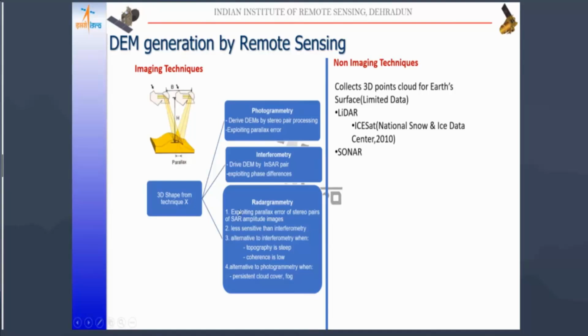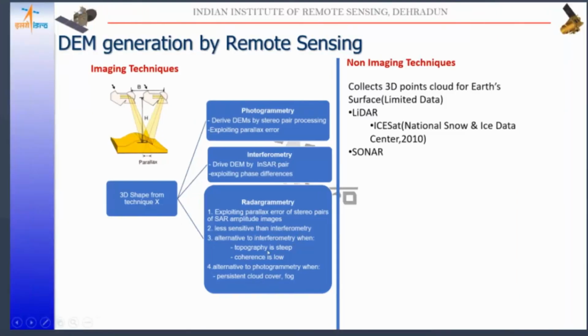Means from the amplitude images, we will find out the parallax. Parallax is basically the image matching algorithm we are using. By the formulation of the image matching, we will find out the corresponding image point in the amplitude image. But in interferometry, we will use both amplitude and phase in the derivation of the 3D height from the surface. Okay, so these are three concepts: photogrammetry, interferometry, and radargrammetry.